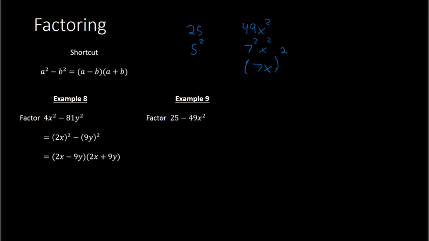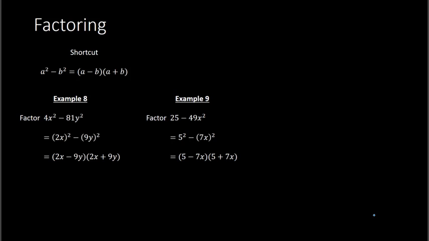So I can rewrite this expression as 5 squared minus (7x) squared. So the 5 is being squared and the 7x is being squared. So when I factor this, I take the 5 and put it here and here, and the 7x goes there and there. And then one is plus and one is minus. So my answer is (5 plus 7x) times (5 minus 7x).